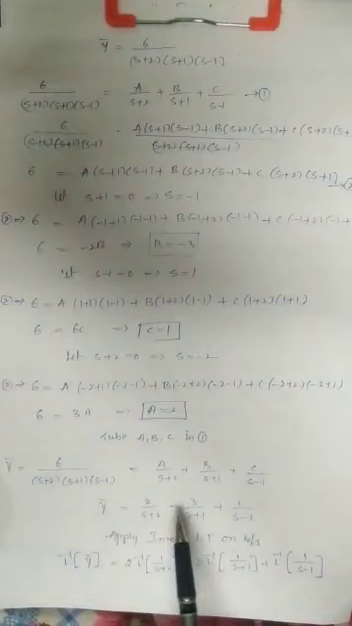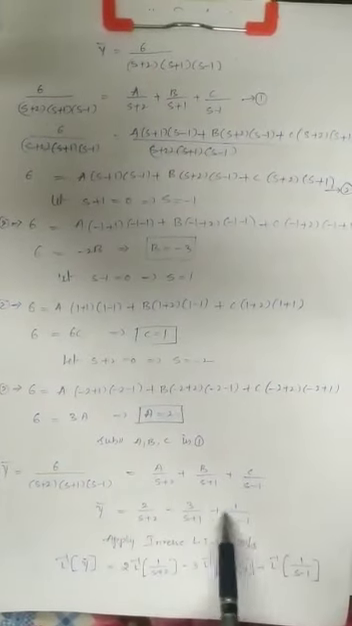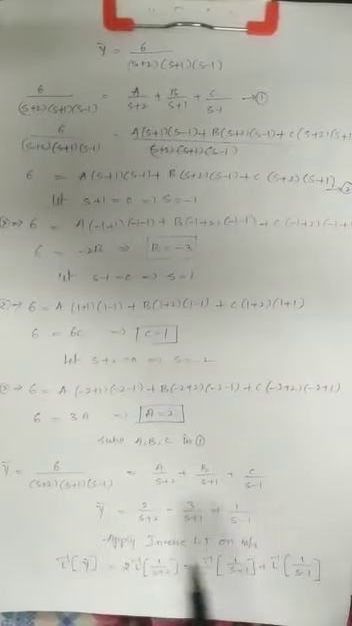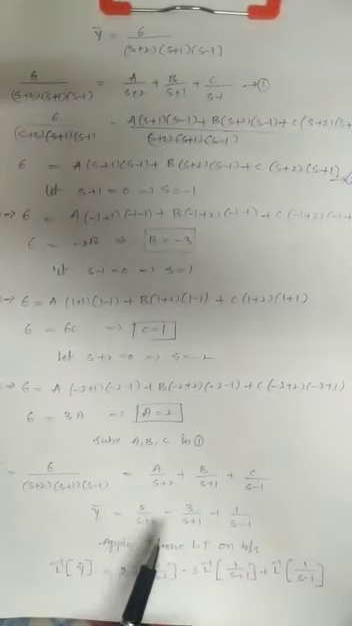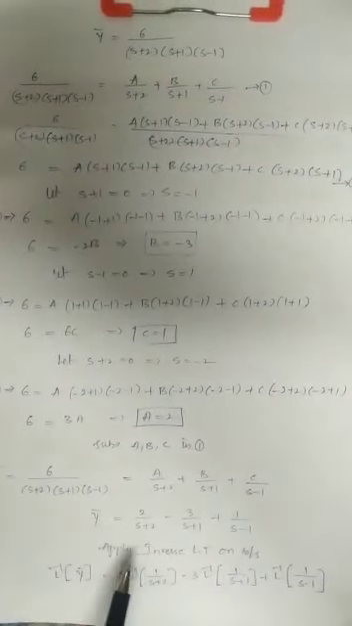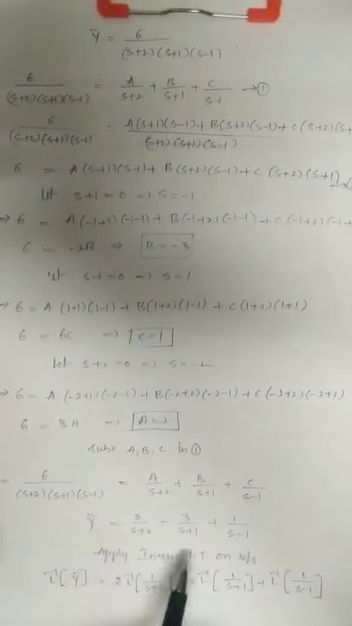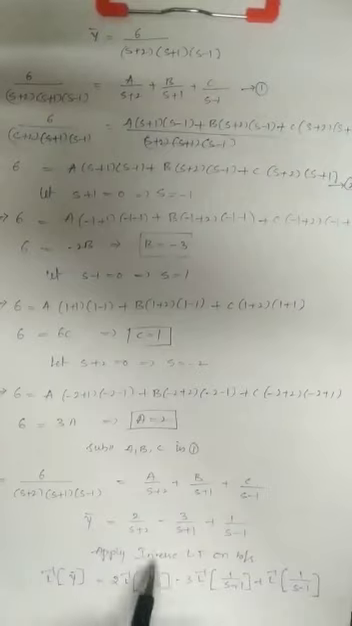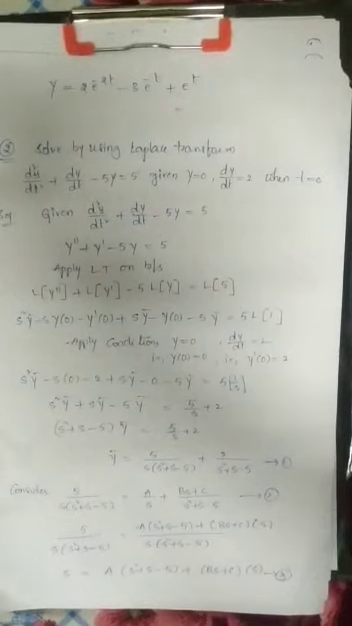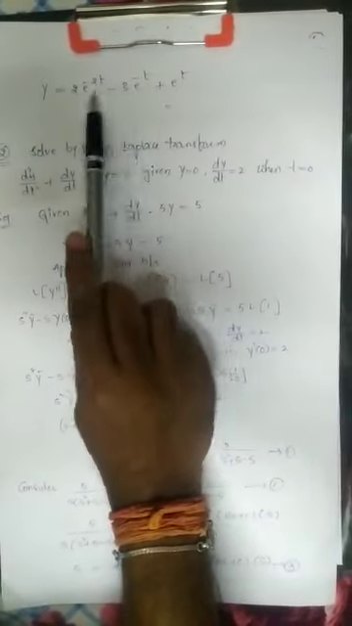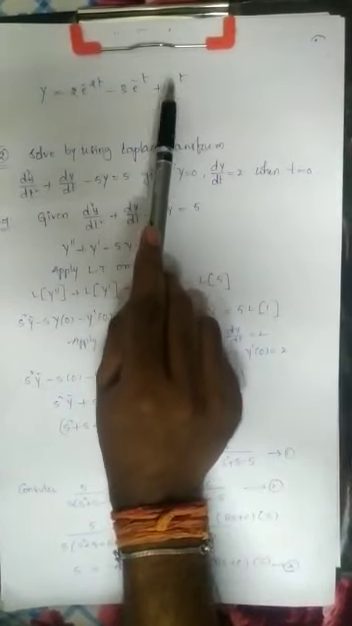So y bar equals 2 by s plus 2 minus 3 by s plus 1 plus 1 by s minus 1. All of you know about the partial fraction method. Now if you observe carefully, we can apply Laplace inverse for these terms. So apply the last step, that is, apply inverse Laplace transformation on both sides, for each and every term here. If you apply inverse Laplace transformation by using standard formulas, you will get this answer. So this is the solution of our given differential equation.